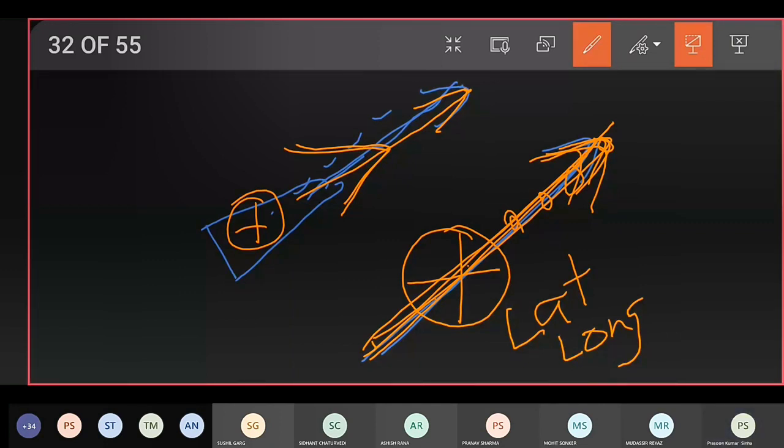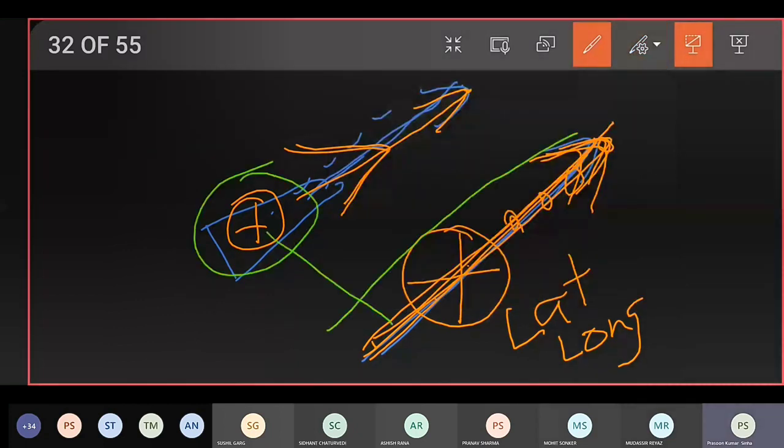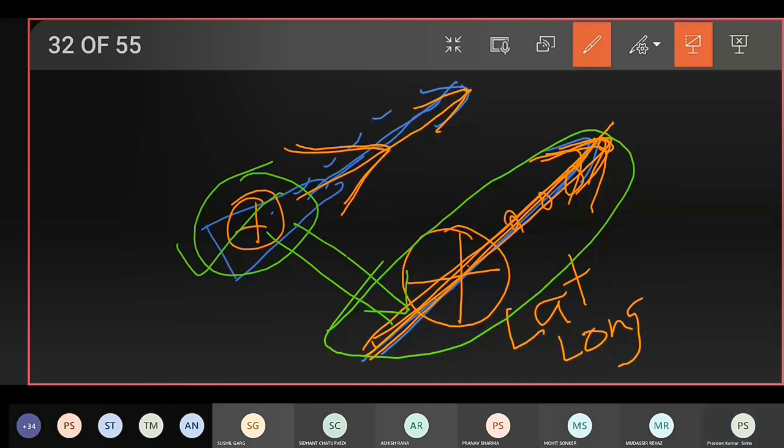So the ship's position is compared with these positions of the course. If this position of the ship is matching with this, then she is on track. If the ship's position is not matching with the track lat longs, the charted course का lat long से नहीं मैच कर रहा है, then there is an alarm.